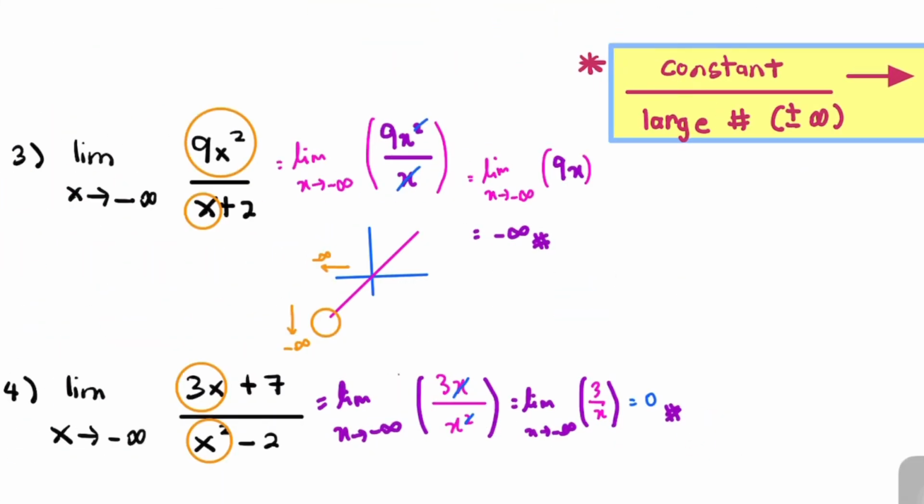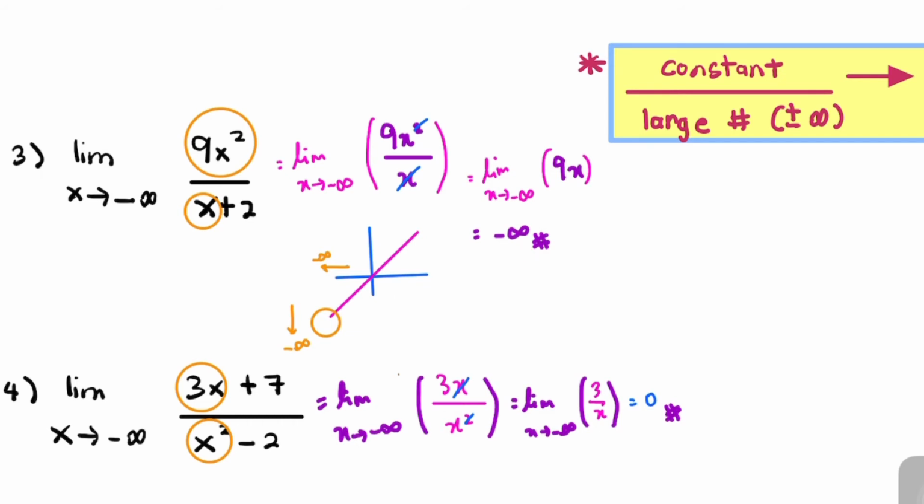This is limits of 9x squared over x plus 2 as x approaches negative infinity. So again, let's take the highest power in your numerator and the highest power in your denominator and rewrite this here. Let's cancel out the common term. So now you're left with limit of 9x as x approaches negative infinity. For this one, you can just put in the value of negative infinity here. So 9 times negative infinity will result in negative infinity.